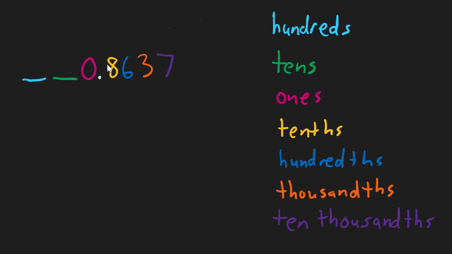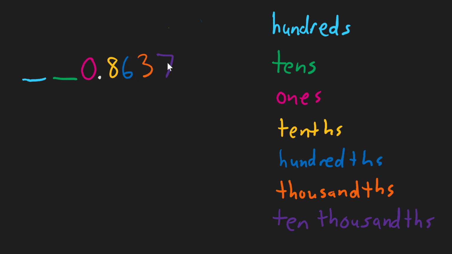So let's begin with recapping place value for this problem. So we have the hundreds place, we have the tens place, we have the ones place, we have the tenths place after the decimal, and then we have the hundredths place, the thousandths place, and the 10,000ths place. And so we need to round 0.8637 to the hundredths place. And so essentially we're going to get rid of anything after the hundredths place.